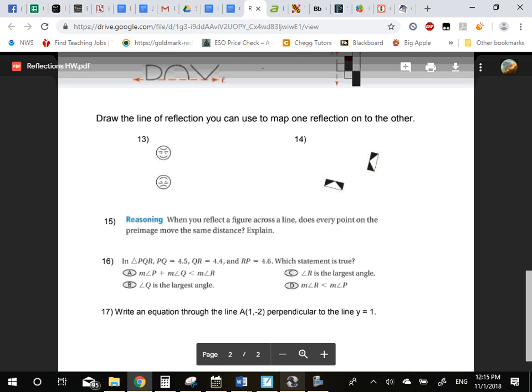17, write the equation of the line through the point, 2.A, perpendicular to the line y equals 1. So what is the line y equals 1? What kind of line is that? Horizontal, going through where? Y equals 1.